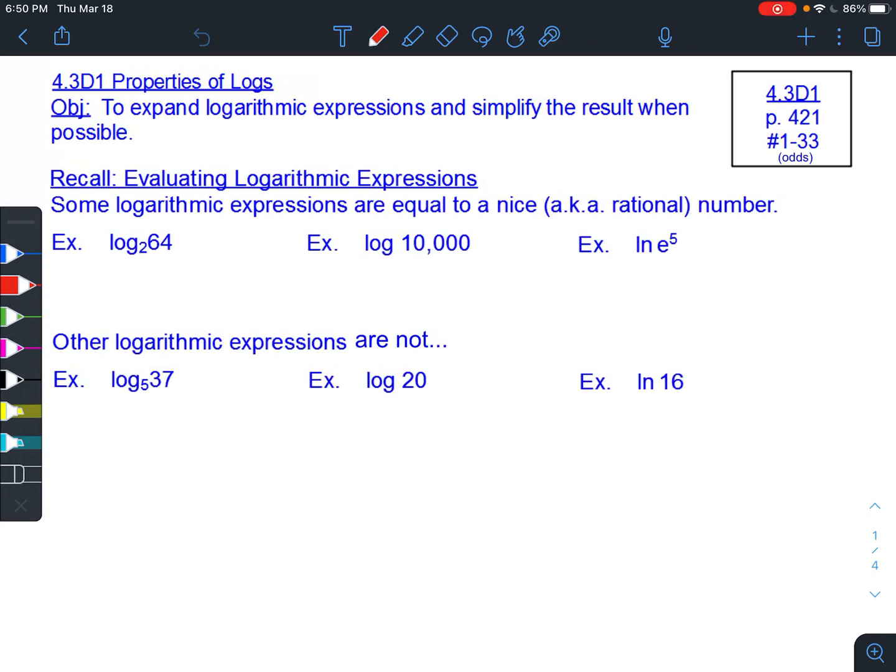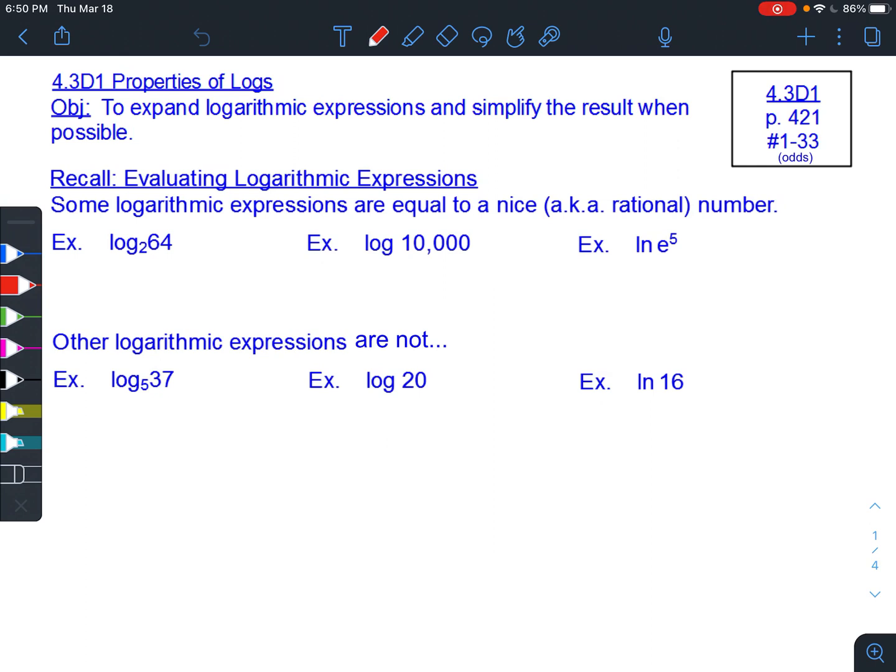Welcome back, guys. We're at 4.3, day 1, properties of logs. We're going to expand log expressions and simplify the result when possible. First of all, we've got to recall that when evaluating logarithmic expressions, some log expressions are equal to a nice, a.k.a. rational, number.